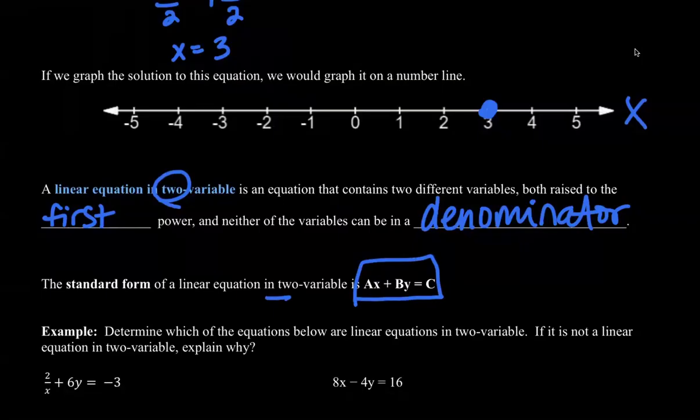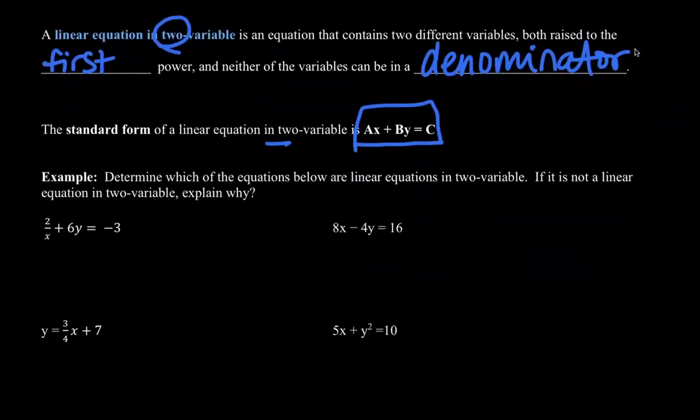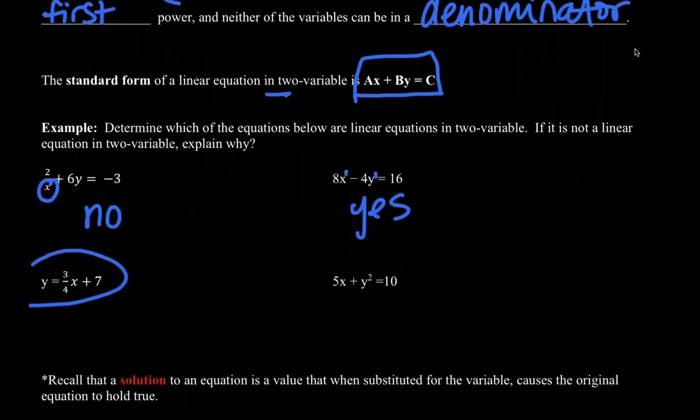Determine which of the equations are linear equations in two variables. If it's not a linear equation, explain why. So let's check this one out. Is that a linear equation in two variables? No, because we have a variable in the denominator. This one, 8x minus 4y equals 16. Yes, that's a linear equation in two variables. Both of those exponents are 1. The variables are in the numerator. Yes.